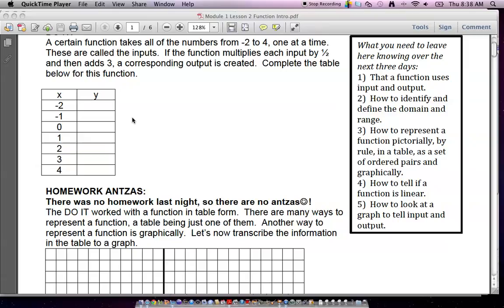Nice. What's the third thing we're going to learn today? What's your name again? Alex. Alex, go ahead. How to represent a function pictorially by role in a table as a set of ordered pairs and graphically. Nice. Okay, what's the fourth thing we're going to learn today? Go ahead. How to tell the function is linear. Excellent. And the fifth thing.